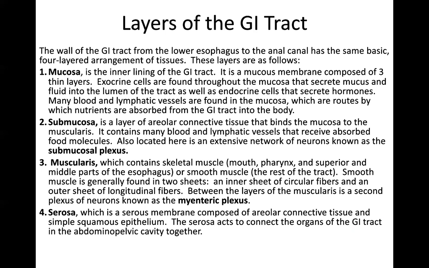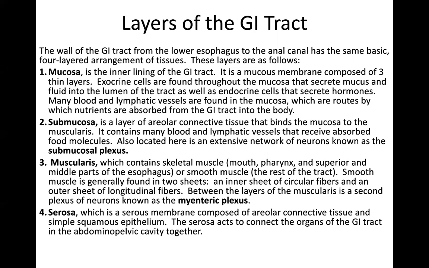The wall of our GI tract from the lower part of our esophagus to the anal canal has the same basic 4-layered arrangement of tissues. And these layers are as follows: mucosa, submucosa, muscularis, and serosa. And those are all listed from innermost to outermost. So the innermost part of the tract, the inner lining, is the mucosa, outermost is the serosa.